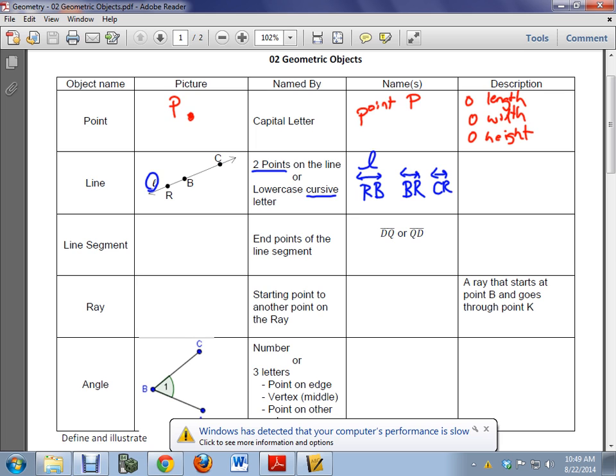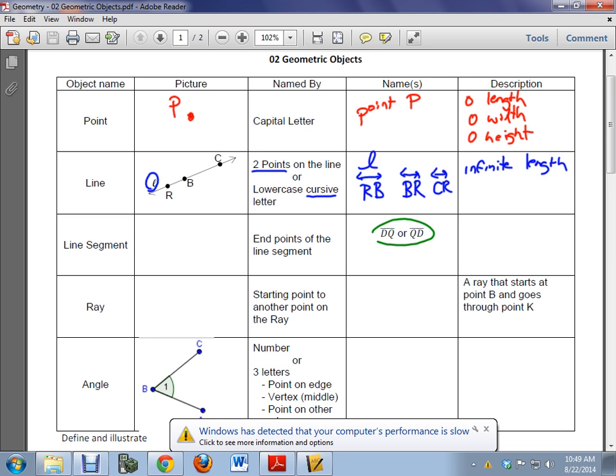Now, a line is similar to a point in that it has no width and no height, but it has an infinite length. An infinite length meaning that it goes on forever in both directions. So it doesn't ever stop. Unlike a line, a line segment does have a finite length.